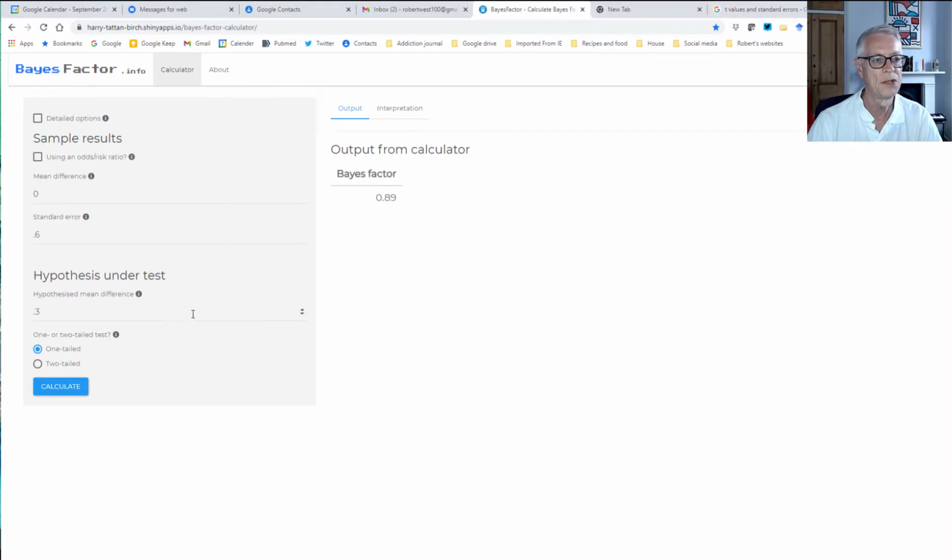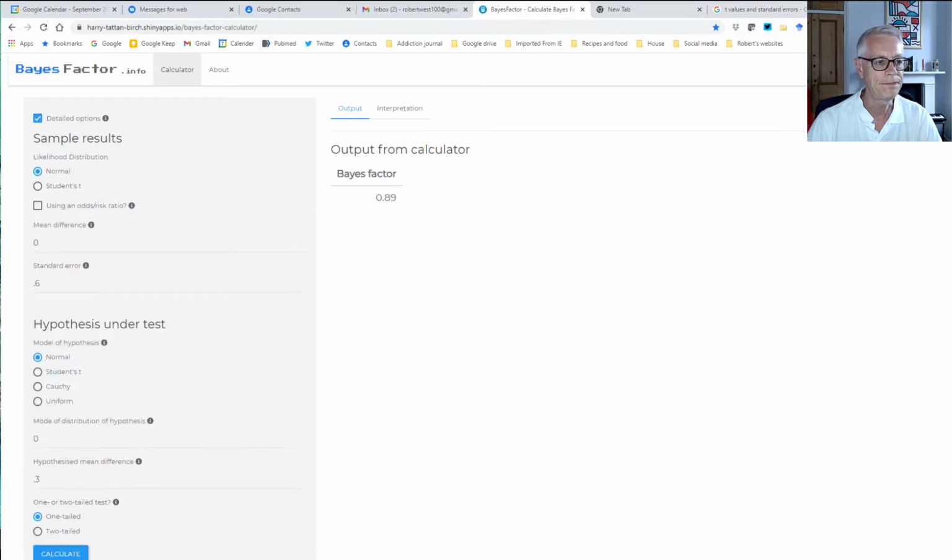I'm just going to finish by showing you some detailed options for the power users. So when you click on detailed options here, then you get a number of different things that you can put in in terms of your distribution.